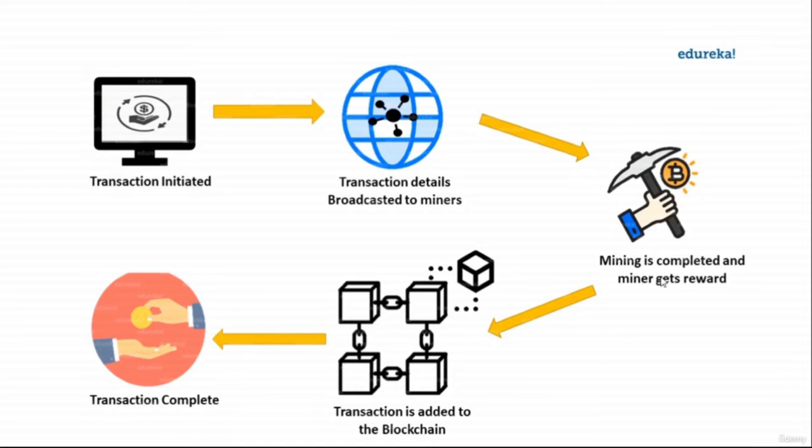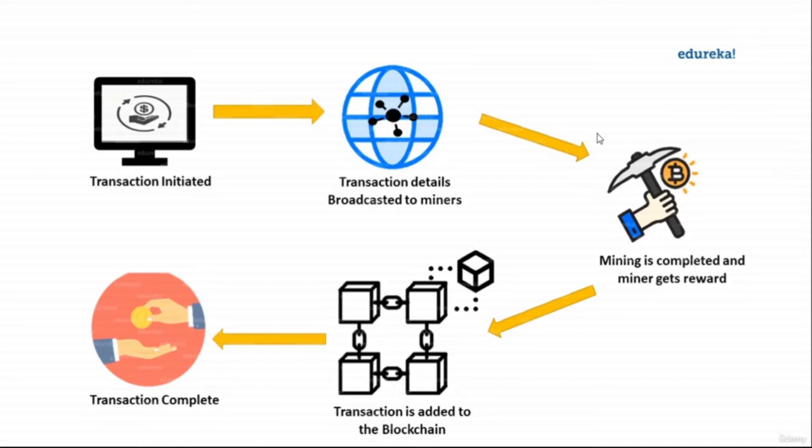And once a miner is able to solve that mathematical operation, it will let other nodes know that, okay, this transaction is completed. And if all nodes or a majority of nodes agree on this block, they will add that block in the actual blockchain. So this is how the entire transaction process works.